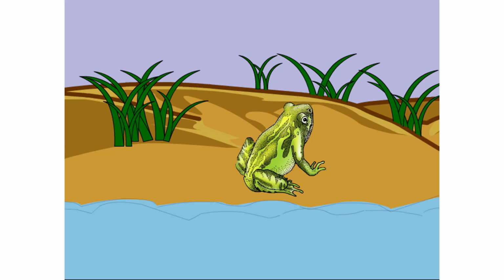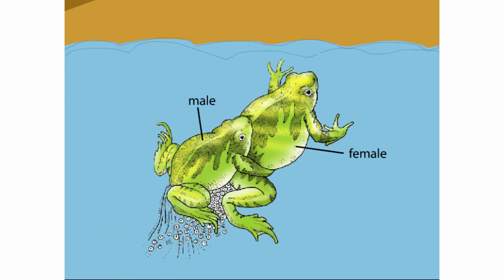Our study of the frog's life cycle begins with sexual reproduction. A male entices an egg-carrying female to mate and stimulates her to release her eggs into the water. The male overlays these eggs with a cloud of sperm. Frogs and most other amphibians reproduce through external fertilization.